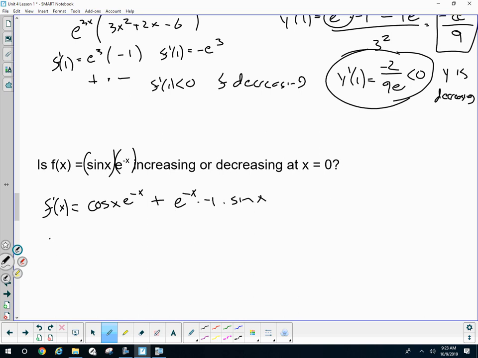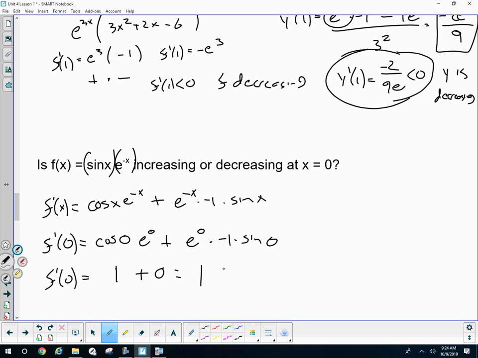Plug in 0. I get f prime of 0 is cos 0 e to the 0 plus e to the 0 times negative 1 times sine 0. Cos 0 is 1. E to the 0s are just 1. I'll have 1 plus 0, which is 1. So that's positive. F is increasing.